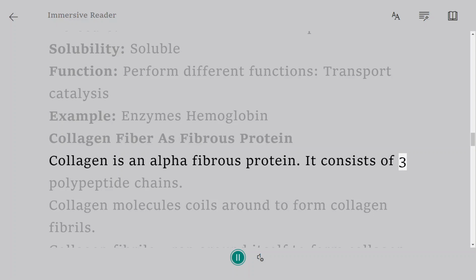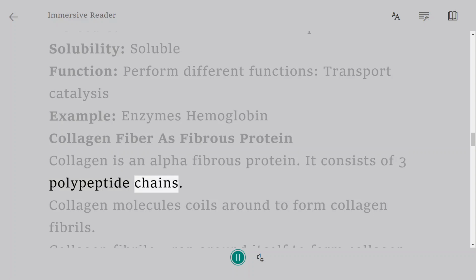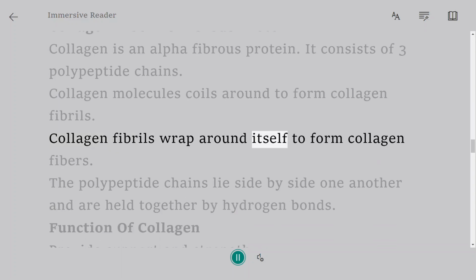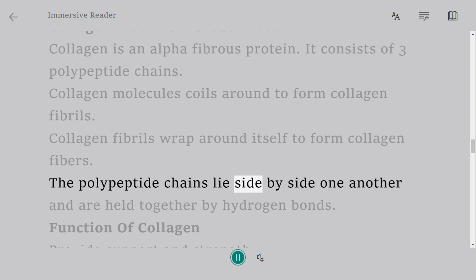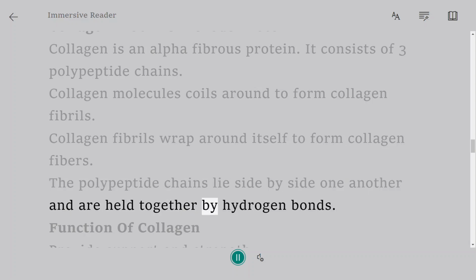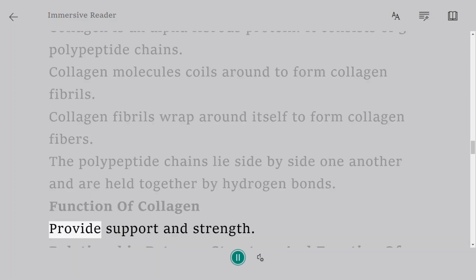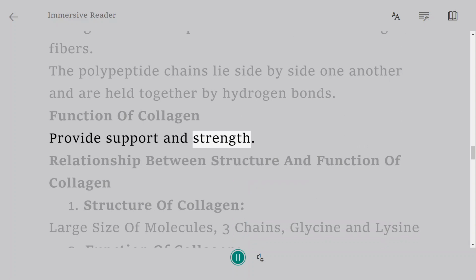It consists of 3 polypeptide chains. Collagen molecules coil around to form collagen fibrils. Collagen fibrils wrap around each other to form collagen fibers. The polypeptide chains lie side by side one another and are held together by hydrogen bonds. Function of collagen: provide support and strength.